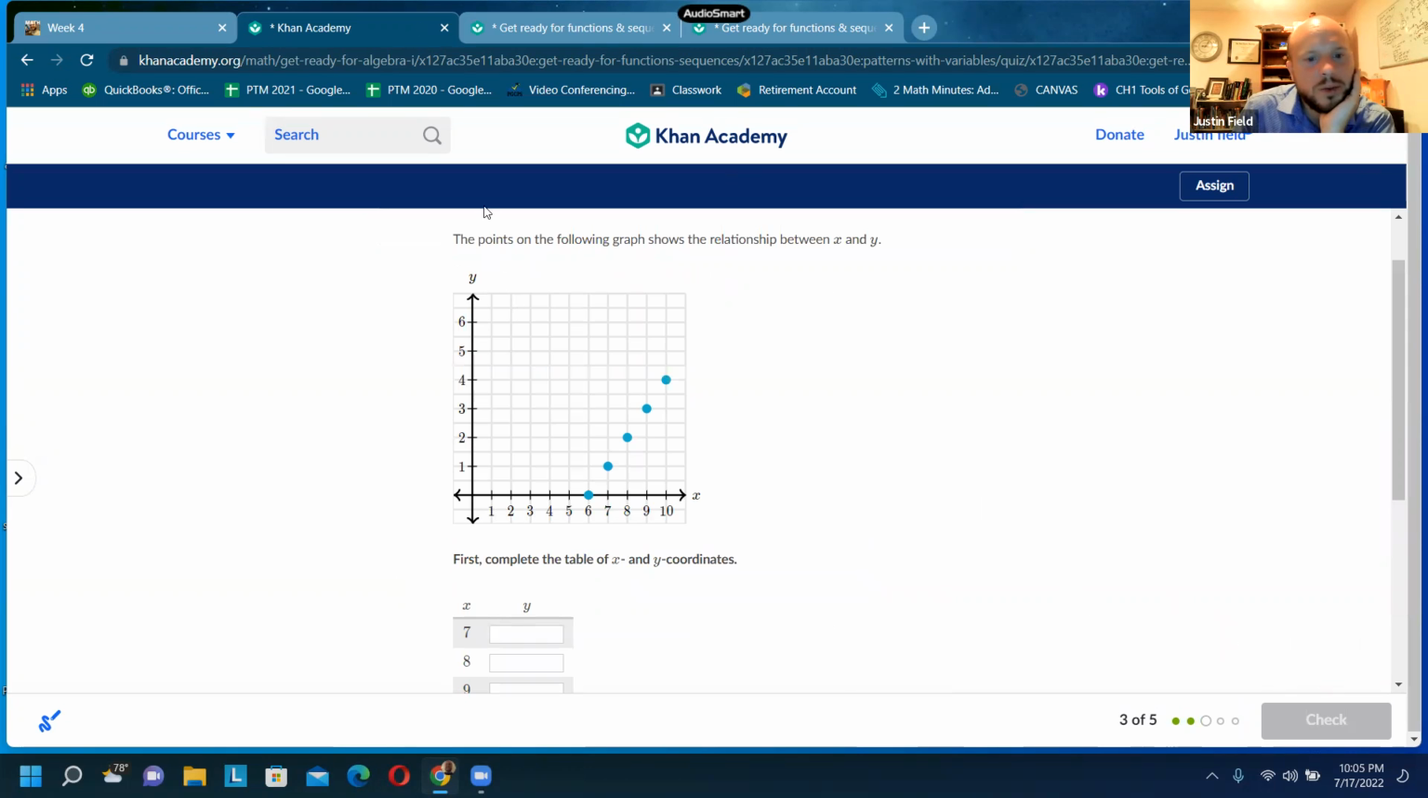All right. The points on the following graph show the relationship between X and Y. So when X is 6, Y is 0. When X is 7, Y is 1. When X is 8, Y is 2. Looks like we're increasing by 1 each time. Okay, so 1, 2, 3.